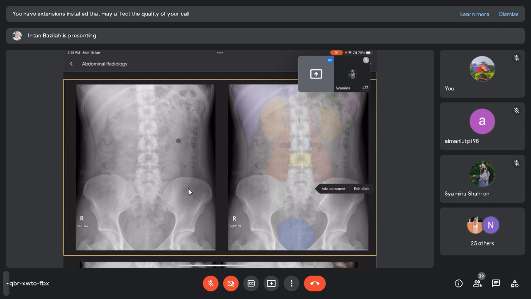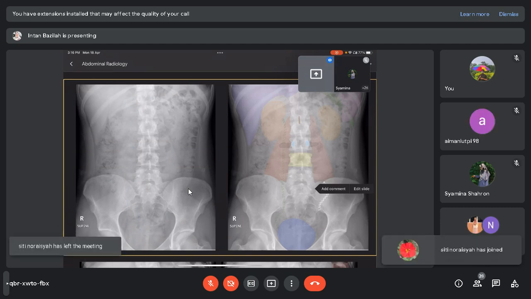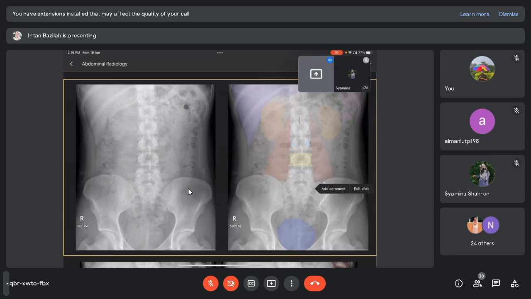As you know, not all renal calculi are radio-opaque. Only about 75% of calculi will appear radio-opaque on plain radiograph, because the other 25% might not appear as opaque. But if you do ultrasound or CT scan, you might see the calculus. So no radio-opaque calculus doesn't mean that there's no calculus.